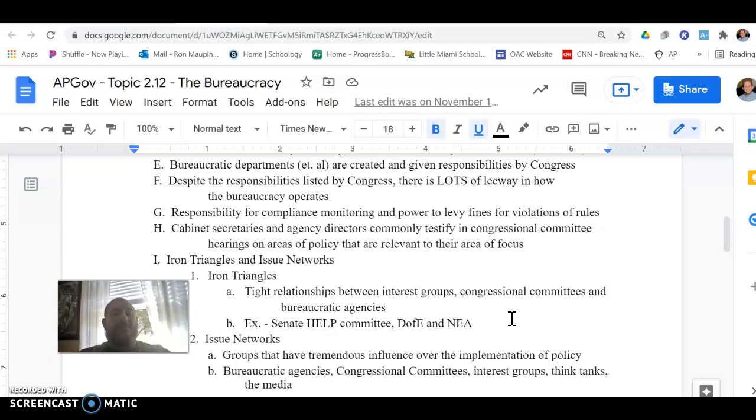And of course, the laws that are created by the Senate HELP Committee and enforced by the Department of Education are going to be affecting, for example, members of the NEA. The NEA is the National Educators Association, a major union representing teachers across the country. In other words, an example of an interest group.